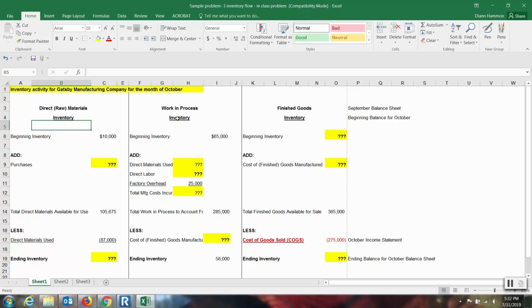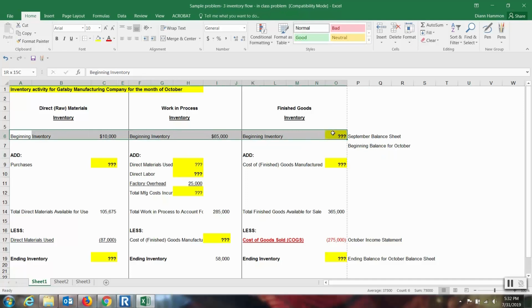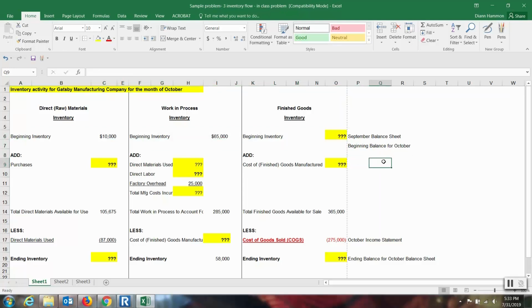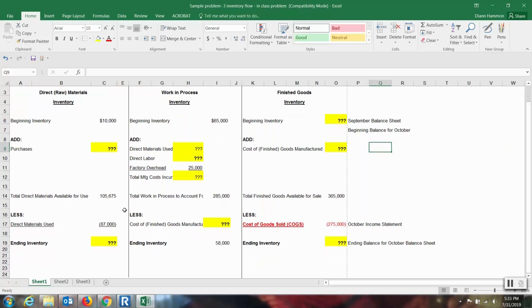Notice that for all of these balances, the ending balance that was in the September balance sheet would have been the beginning balance for October. All three beginning balances would have been in the September balance sheet under current assets. During the month, they all have different things added to them, and then they all have something subtracted from them. At the end of the month, the ending inventory balances are the totals that we list.